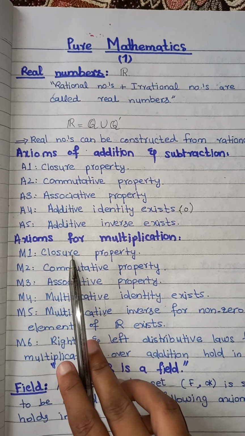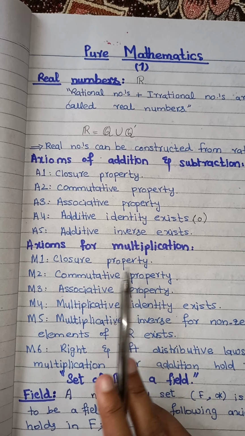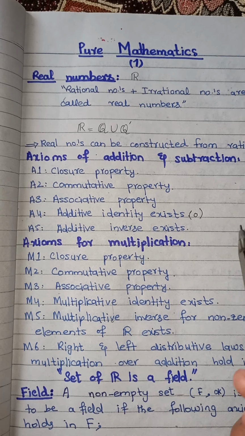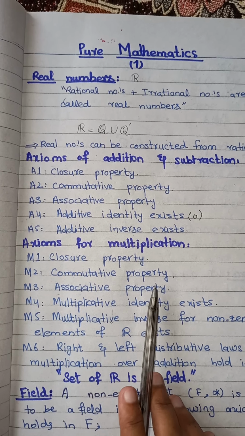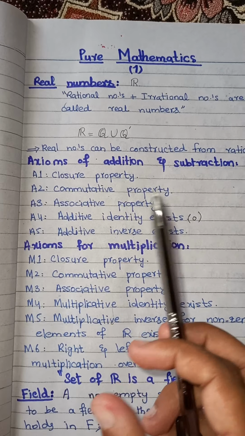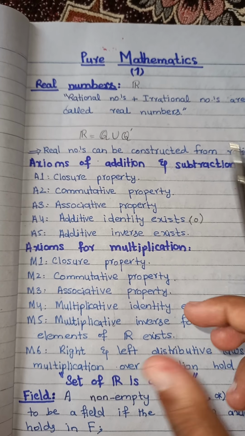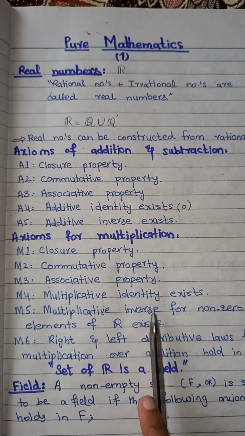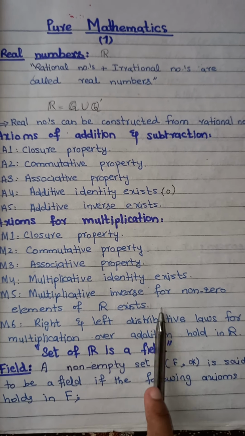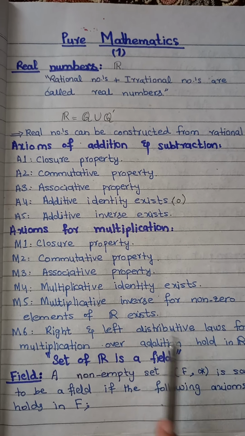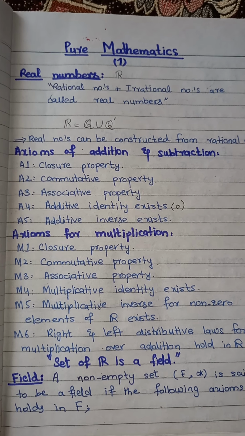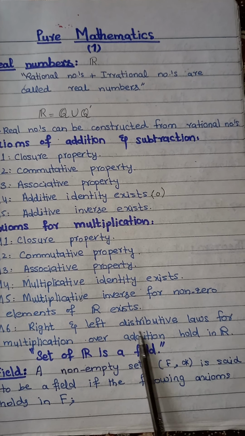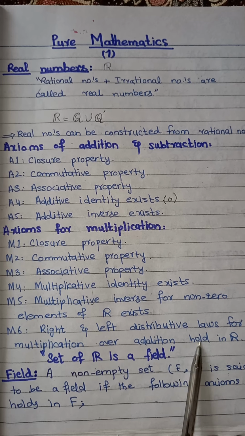Also the axioms for multiplication hold, like the closure property: if we take two real numbers and multiply them together, we get another real number. The commutative property holds: if we multiply two real numbers, ab is equal to ba, meaning from both sides we get the same answer. The associative property holds, the multiplicative identity is basically 1, and the multiplicative inverse of non-zero elements exists, because we cannot divide by 0. That's why the inverse exists only for non-zero elements, not 0. And the right and left distributive laws for multiplication over addition hold.